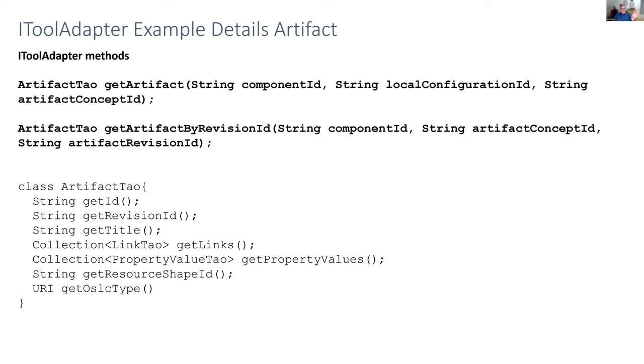Just a real quick glance at what the tool adapter interface looks like. We have a series of methods that say something like get artifact, which means resource, for a particular component, local configuration, and concept ID. The idea is you implement a series of these tool adapter interface methods, and then suddenly you get all this functionality. For example, an artifact, a TAO, meaning tool adapter object, has an ID and a revision ID, a title, some links and properties, and a resource shape ID, which is your OSLC type, which, for example, might be test case or something.